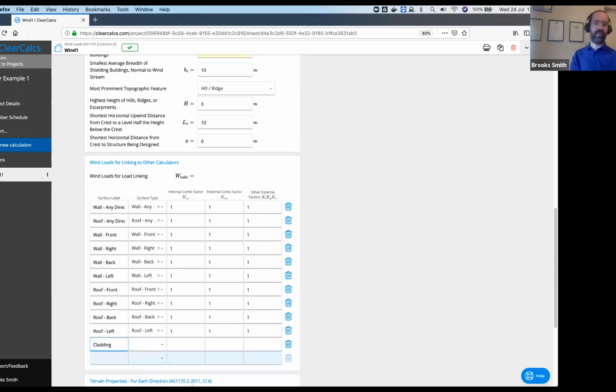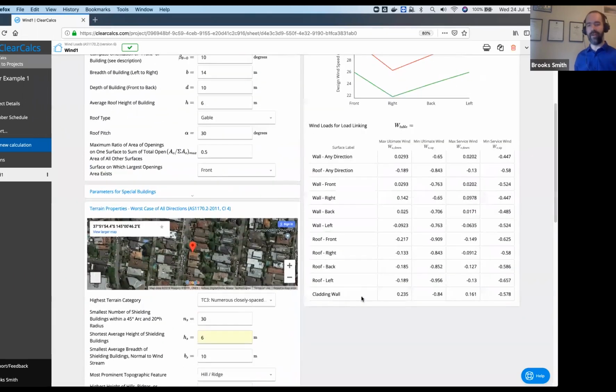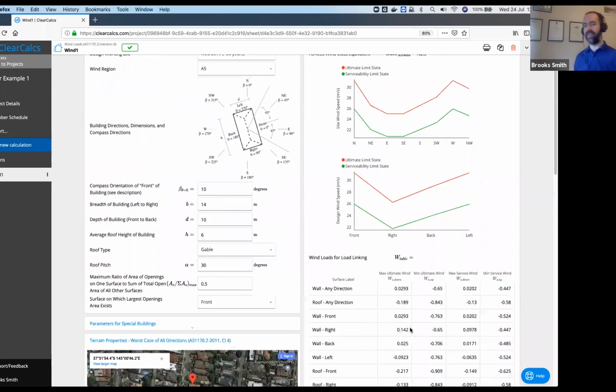So let's say we want to consider cladding on the walls. I can select wall, any direction for the surface type. Add 1.0 from the combination factors. And the cladding will have a multiplier on it of different things depending upon the different calculations. We are expecting you to do those manually, but we could enter, say, 1.5 here. And then we'll have an additional row added on to this main table here, so that we'll be able to load link out. So cladding wall equal to these pressures for serviceability and ultimate cases.